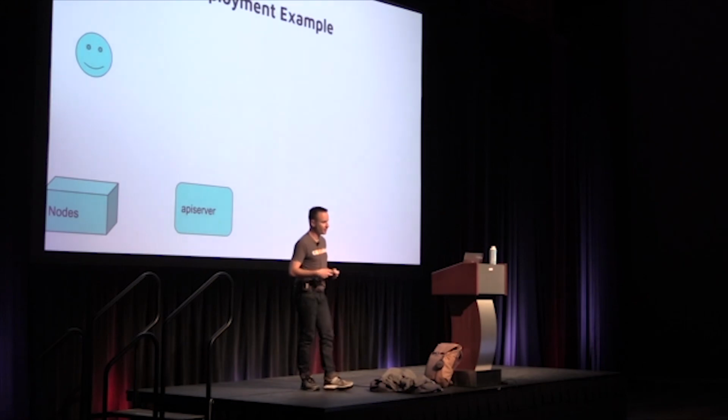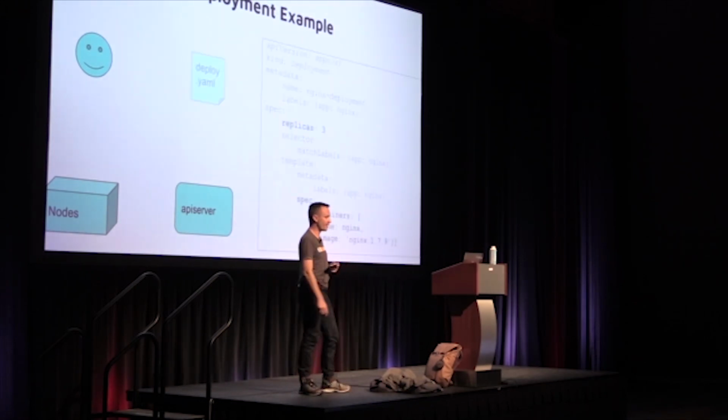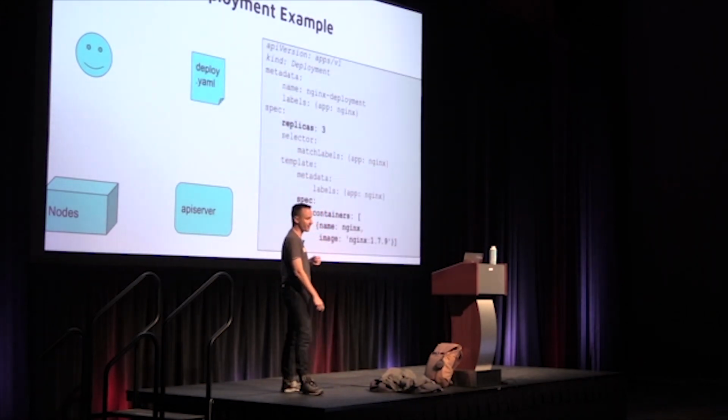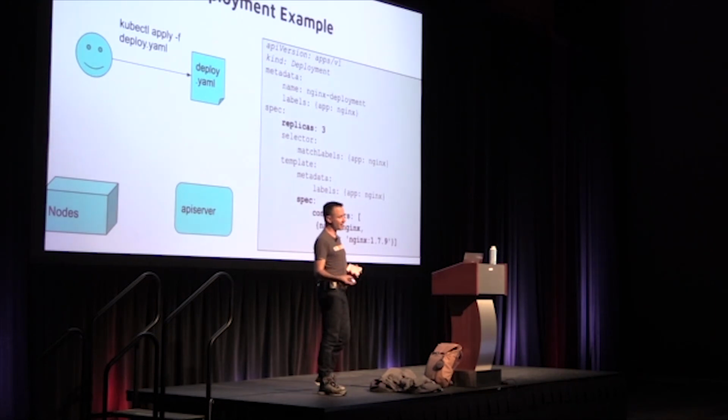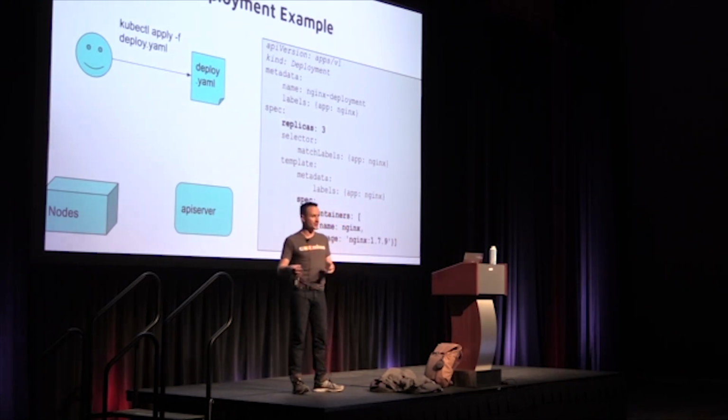So I'm going to go through an example of what happens when you run kubectl apply on that file. So the user creates this file called deploy.yaml. And they run kubectl apply on this file. Not create, not update. They just say, whatever's in this file, make sure the cluster looks like this.